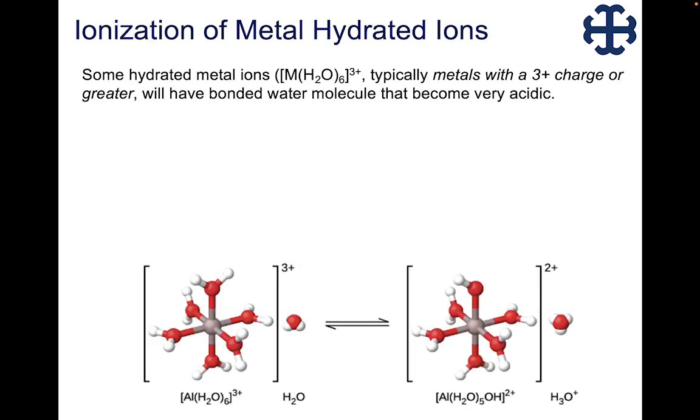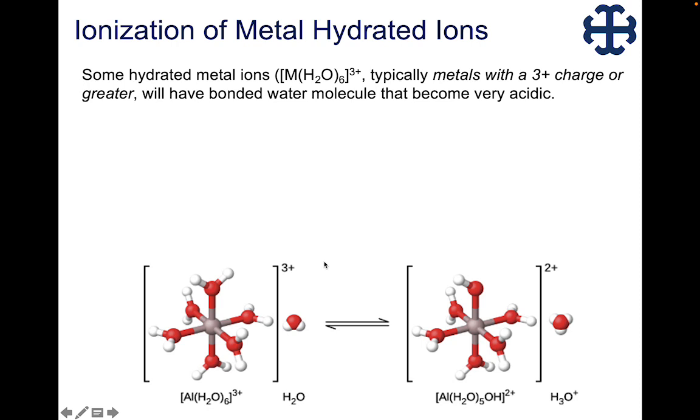I also want to talk about how metal ions affect the pH of water. So say we have a metal ion, and that metal ion has a charge of 3+, because we know water is going to have a neutral charge, right? So even if we have 6 waters around our metal here, that positive charge is going to be from our metal ion. And in this case, we have aluminum with 6 waters around it, so aluminum 3+.